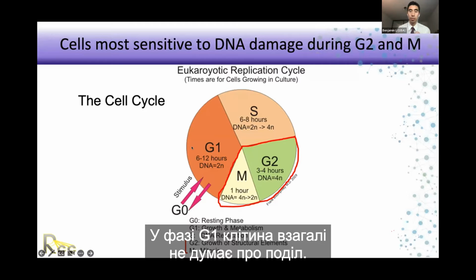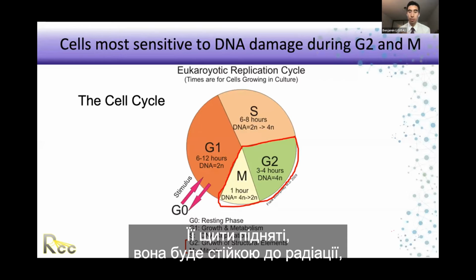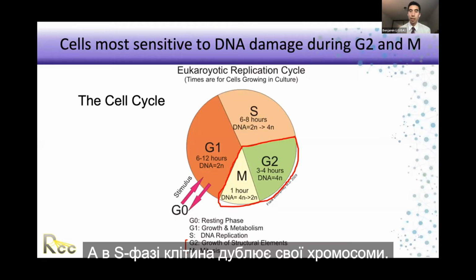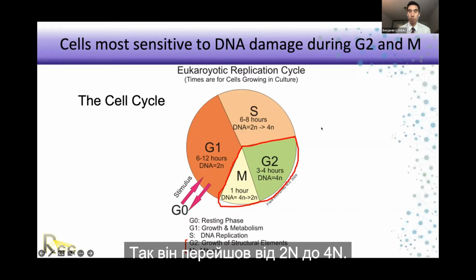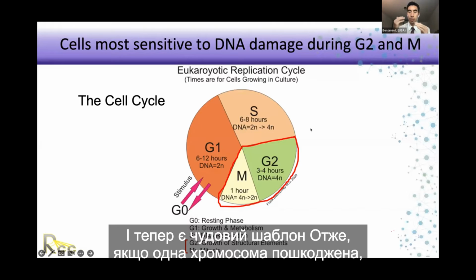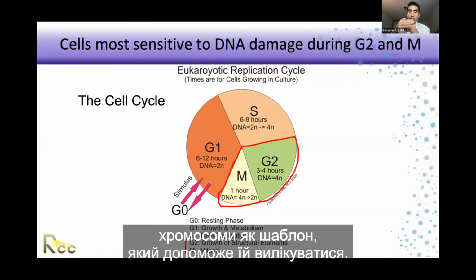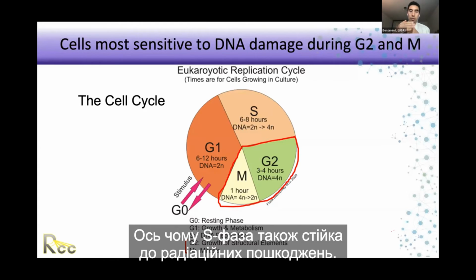In the G1 phase, though, the cell is not thinking about dividing at all. It has its shields up. It's going to be resistant to radiation if it's in that phase. And in the S phase, the cell has duplicated its chromosomes. So it went from 2N to 4N. And now there's a nice template, a homologous chromosome. So if DNA damage happens to one chromosome, it's easy for the cell to fix that by using the duplicate chromosome as a template to help heal. So that's why the S phase is also resistant to radiation damage.